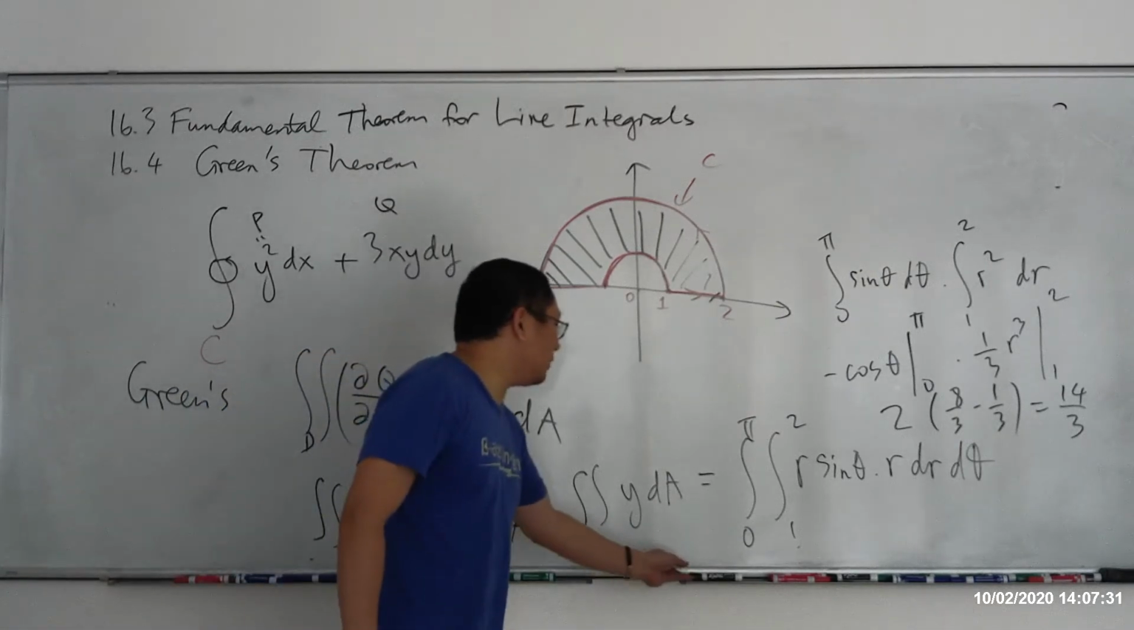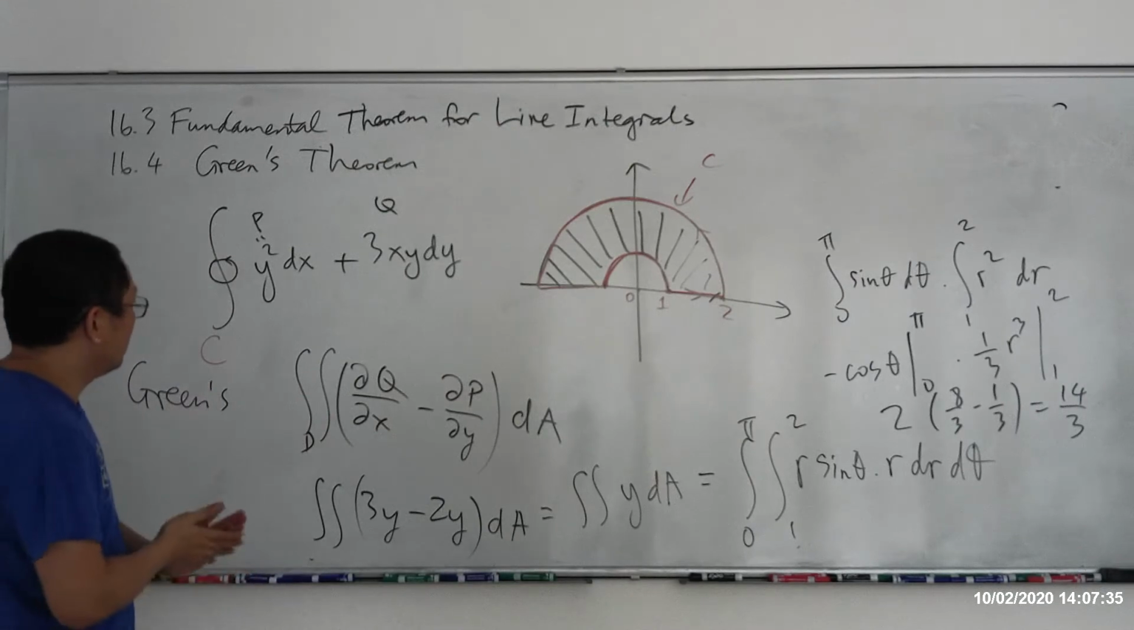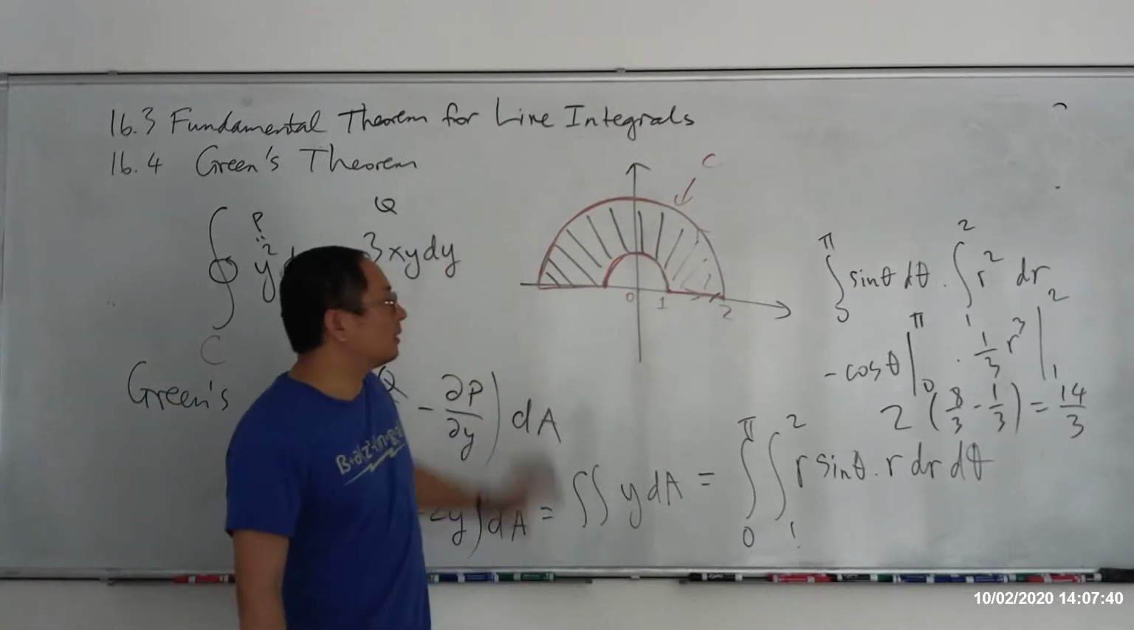So, in order to be able to use Green's theorem, make sure that you check for the condition, okay? The curve has to be closed. Okay?